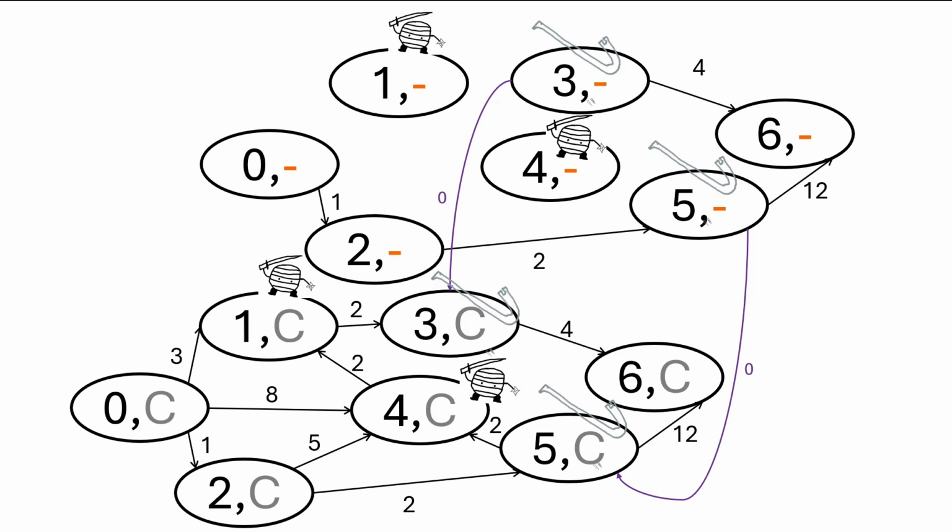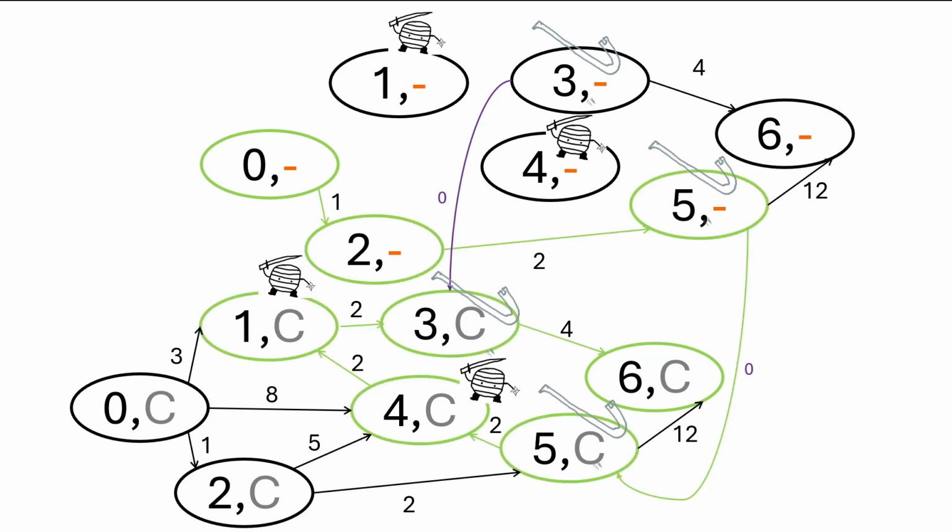To find the answer to our original problem, all we have to do is find the shortest path between our starting node and either one of nodes number 6. We look at the two answers and compare them to get our final answer. In this case, the path to the bottom node number 6 is faster.